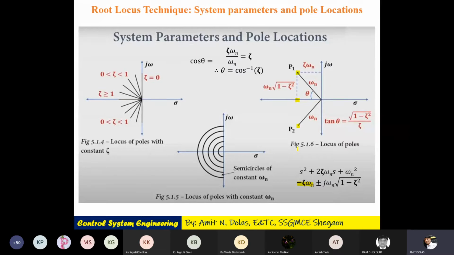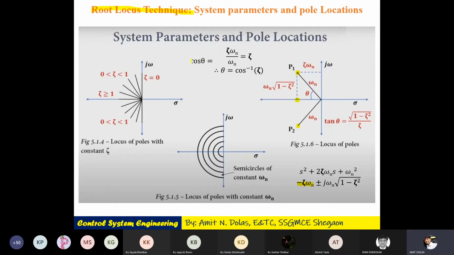But if I vary the system parameter, does it remain here? Of course not. And if it does not remain here, where do they move? Where do they migrate? Getting that idea is nothing but the root locus technique. Let's have the computation here.